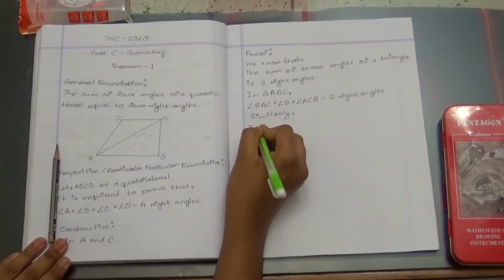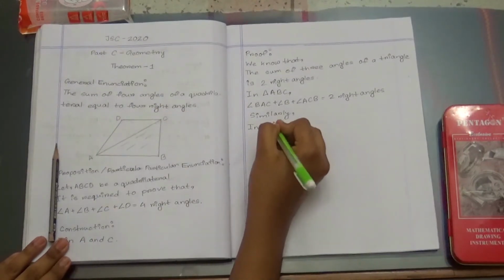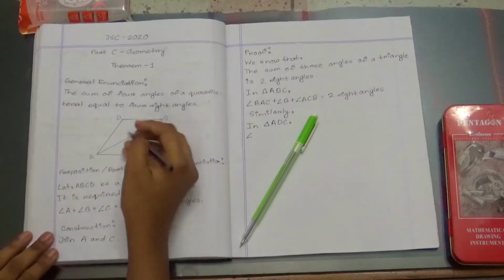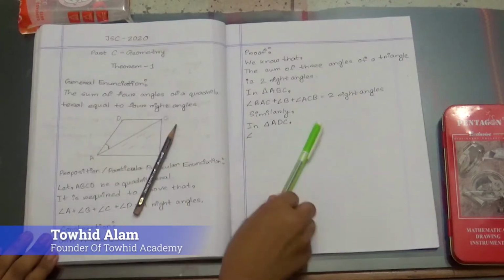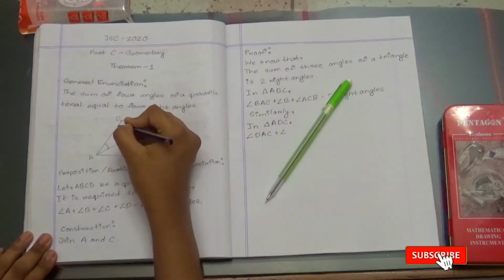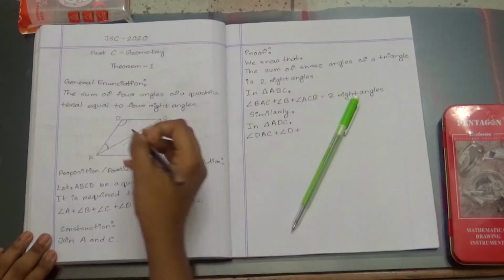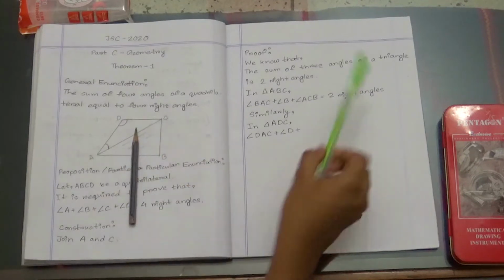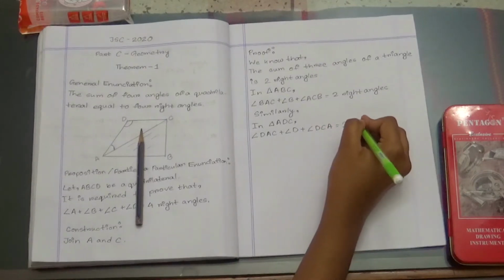In triangle ADC, this one, triangle ADC, the first angle DAC plus angle D, which is a whole angle like the one of angle B. So angle D plus angle DSC plus angle DCA equals two right angles.